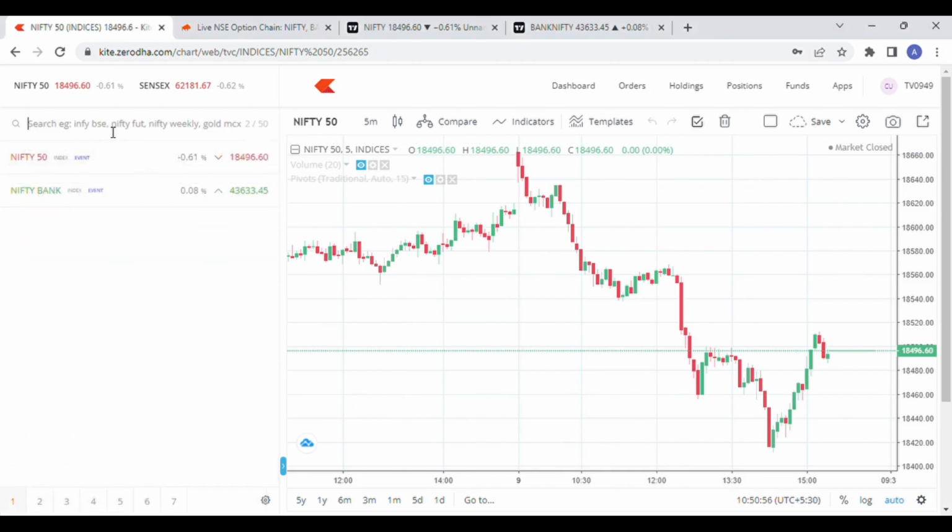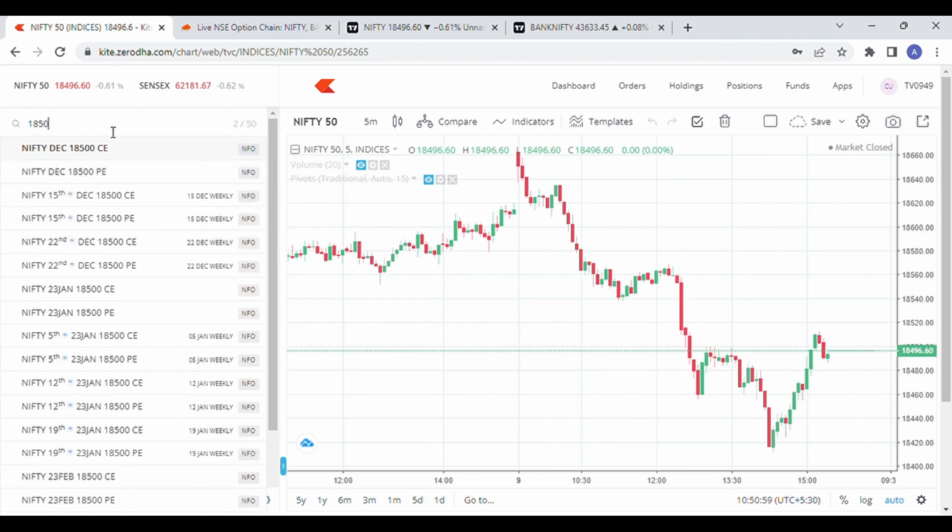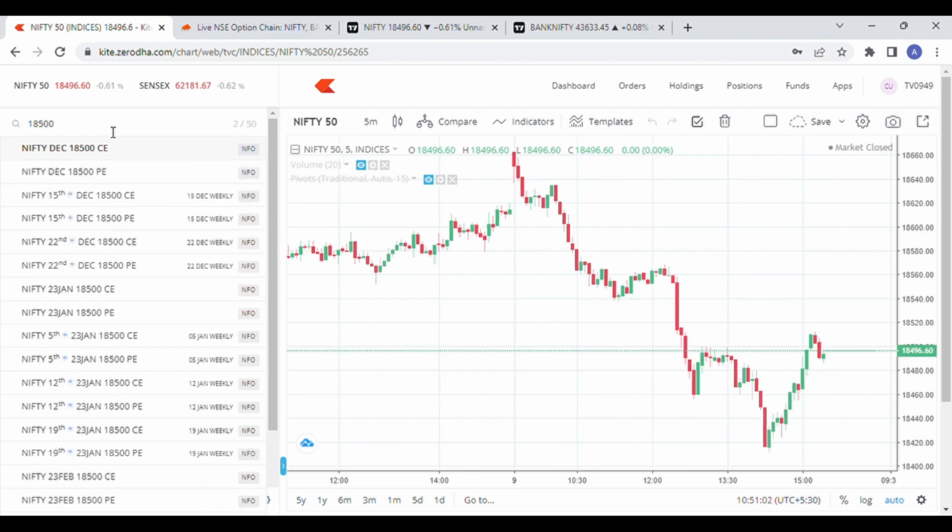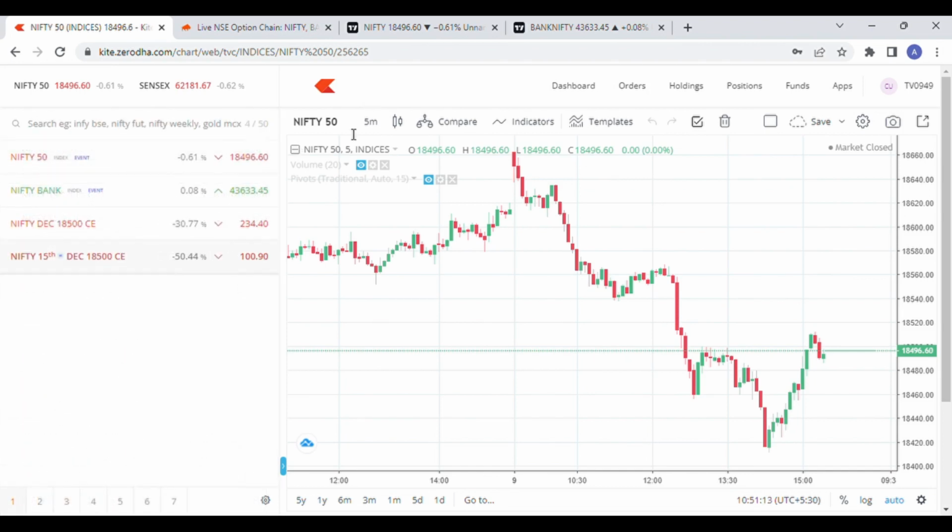Similarly, there are various weekly expiry options available, and weekly expiry is usually what we prefer to trade because they are available at lesser prices. See, this is 15th December, the next week expiry. This strike price option is available at 100 rupees. If you see the month end option for December, 18,500 CE, it is around 234 rupees.